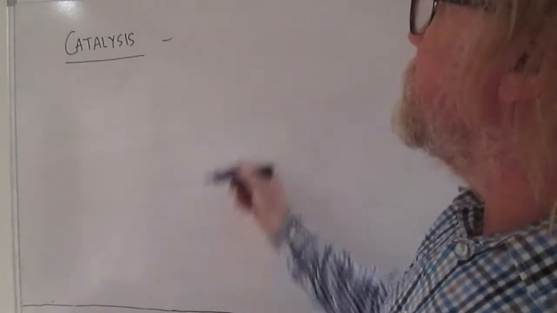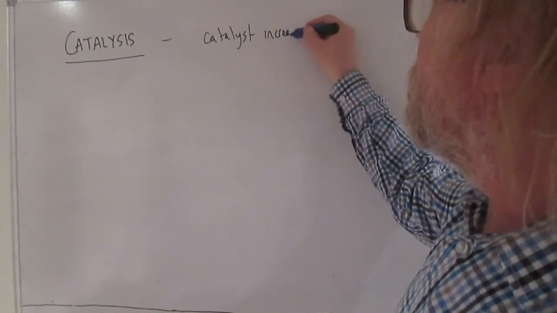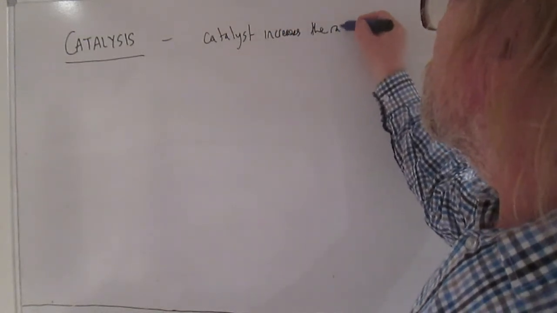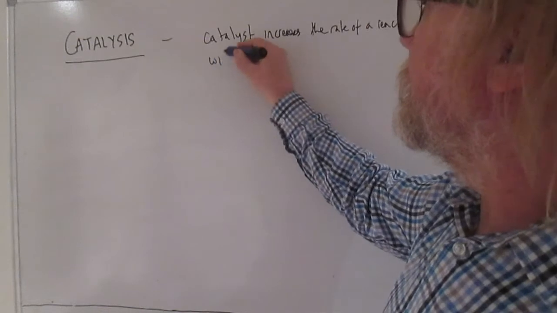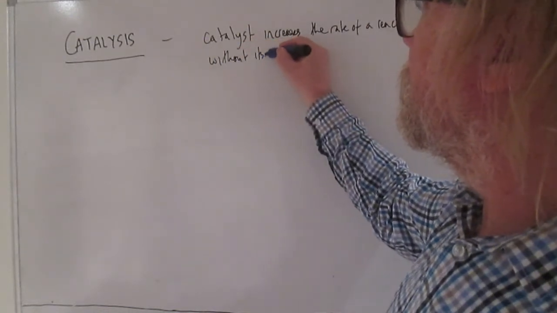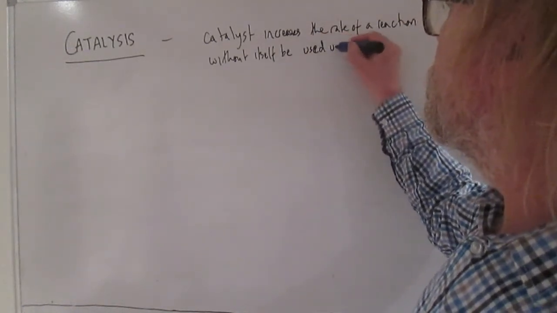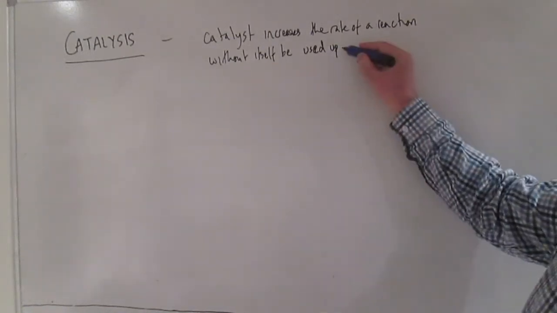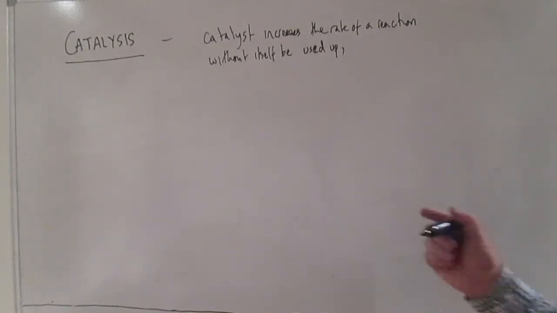So catalysis is something we need to know about, and we need to be able to explain it in various ways. So first of all, there's the definition which you need, which is that a catalyst increases the rate of reaction without itself being used up. So it's different from a reactant. Now we're going to add to that in a minute by explaining how it does it, but let's look at that in terms of the enthalpy profile diagram first.